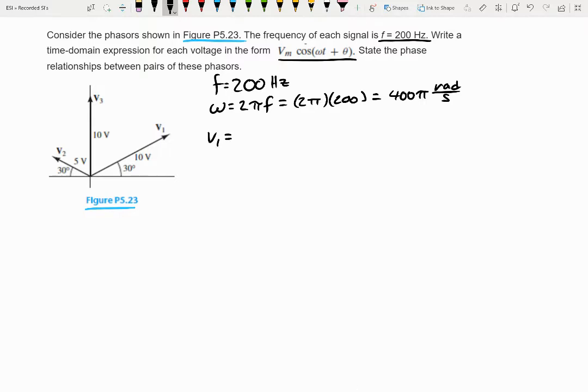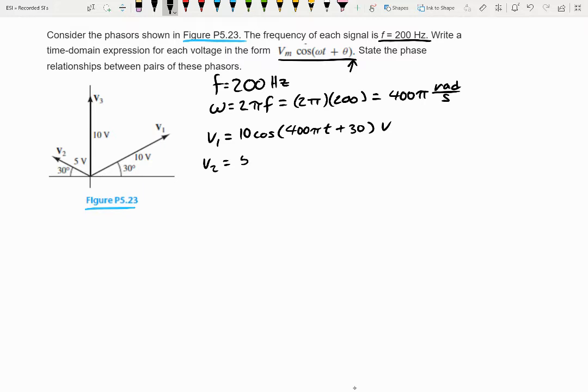So V1 has a magnitude of 10 volts. So we'll write 10 cosine 400 pi t. We're just following this format, plus an angle of 30 degrees, and then we're done. We'll write volts at the end. Let's go on to number 2.